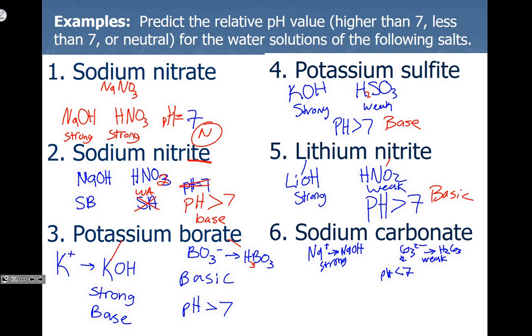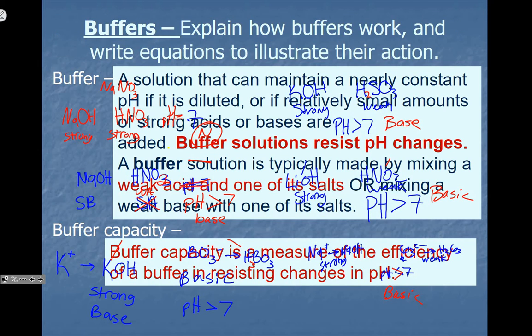Sodium hydroxide and carbonic acid, we've got a strong base and a weak acid. The pH needs to be bigger than 7, and it is basic. Okay, so we just had a few things that we needed to fix. You need to be able to do this backwards and forwards and know how to do it.